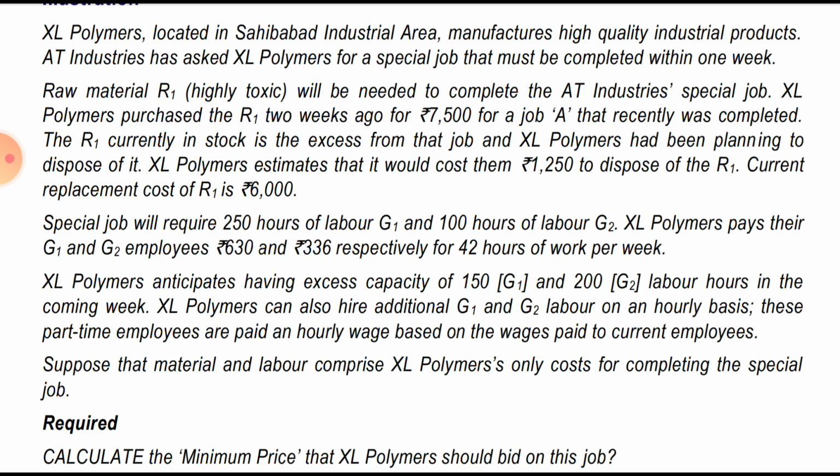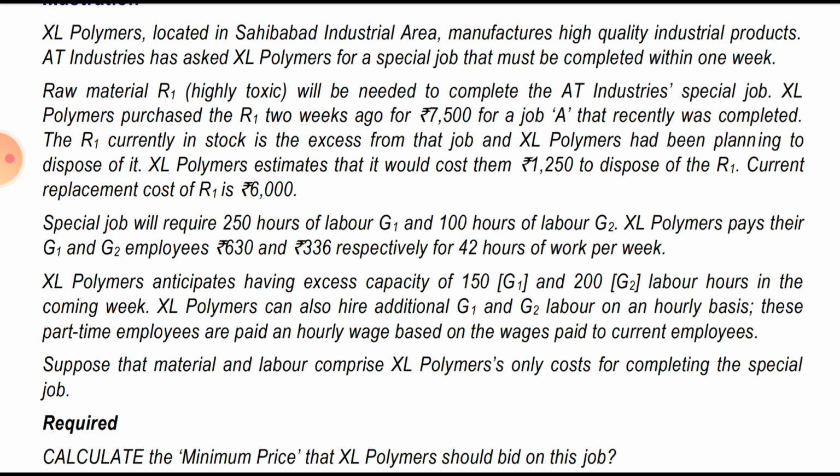Excel Polymer estimated that it would cost them 1,250 to dispose of R1. The current replacement cost is 6,000. The special job will require 250 hours of G1 and 100 hours of G2. Excel Polymer pays G1 and G2 employees 630 and 336 respectively for 42 hours a week. So for each hour, what will be the cost? 630 divided by 42 and 336 divided by 42.